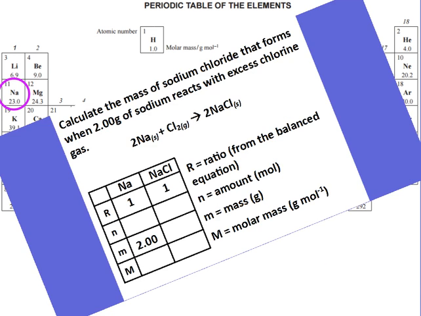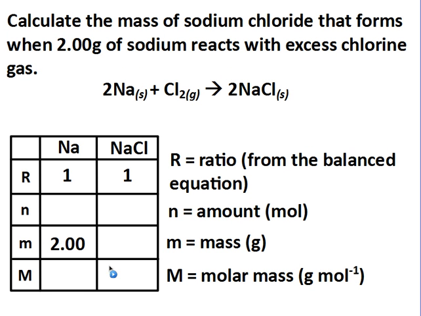So if we go back to our table, the molar mass of sodium was 23, and the chlorine plus the sodium, 23 plus 35.5, gives us a molar mass for sodium chloride of 58.5. Now you can see in the sodium column that we have just one gap, so we have enough information now to calculate the amount of sodium present. So that's going to be the first step in our calculation.